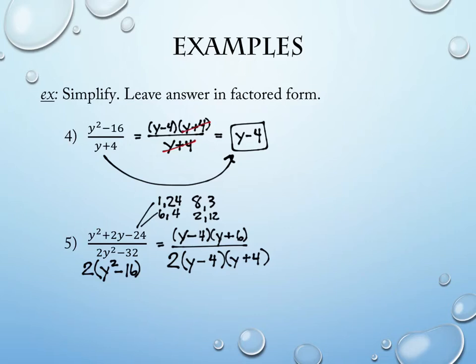I have a 4. Looking at the top and the bottom, what do you notice? Y minus 4 is the same. Anything else? No. So my solution in factored form would leave y plus 6 on top, but in the denominator, I would leave the 2 out of the y plus 4. Again, not because it's wrong if I multiply it through, but because it's unnecessary to do so. I don't want to do more work than I have to. Leave it. All right, any questions on that one?